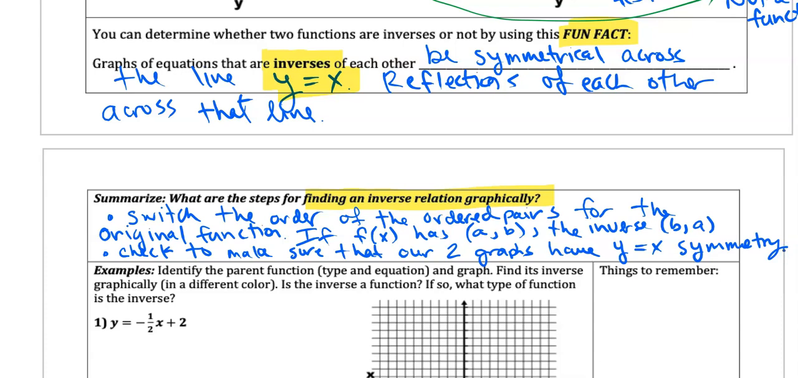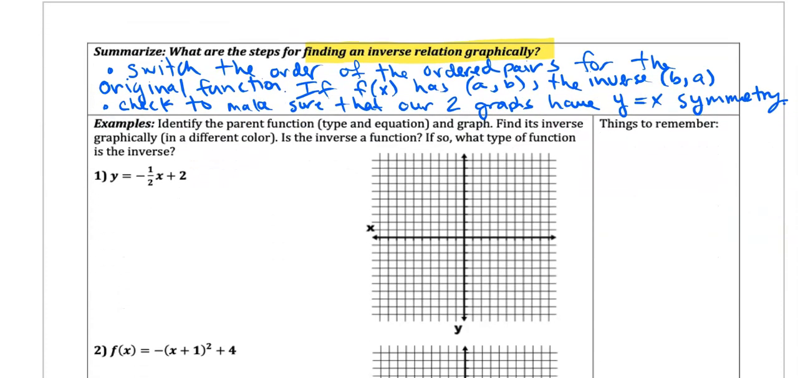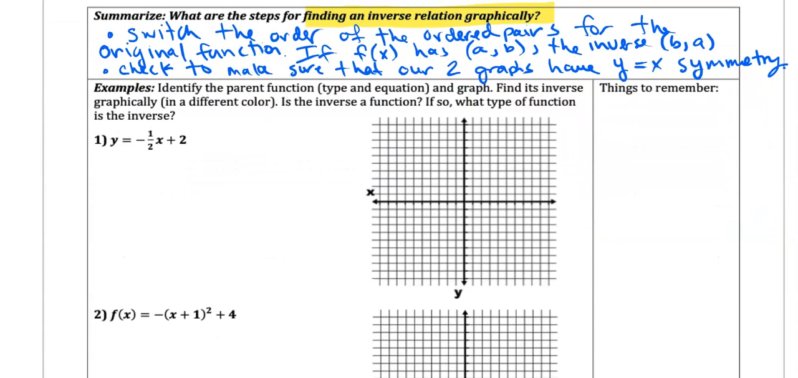Okay, so let's try out some examples. First, it wants us to identify what the parent function is, what type of equation it's written in, and graph it. We're going to start with f of x, then find its inverse. We're going to use a different color, graph the inverse, and then determine if the inverse is a function, and if so, what type of function it is.